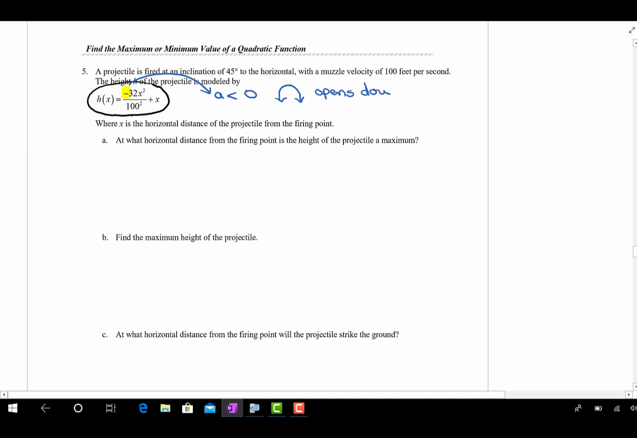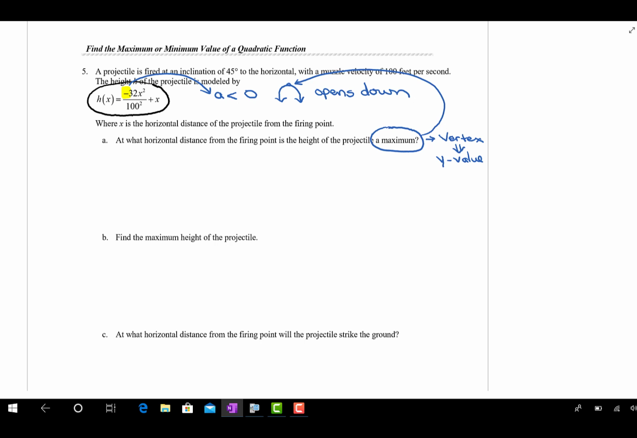When you have a parabola that opens down, that means we are going to have a maximum at the very top. So when it's asking for this first question, well, first of all, it says where x is the horizontal distance of the projectile from the firing point. We know that's what x represents. A is saying, at what horizontal distance from the firing point is the height of the projectile a maximum?